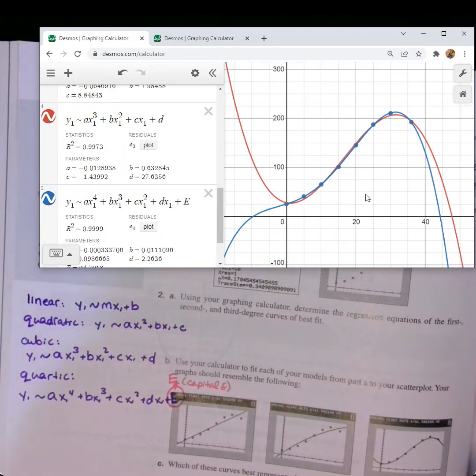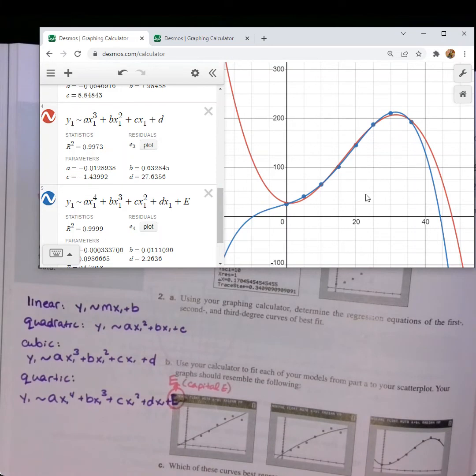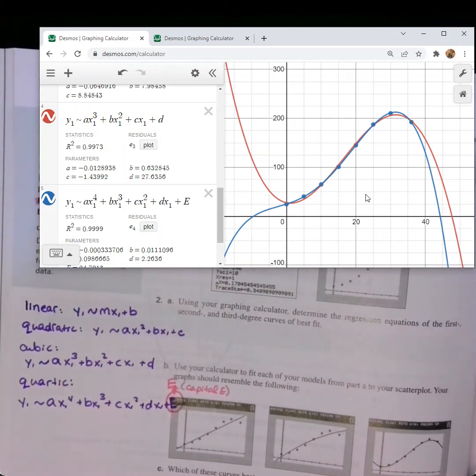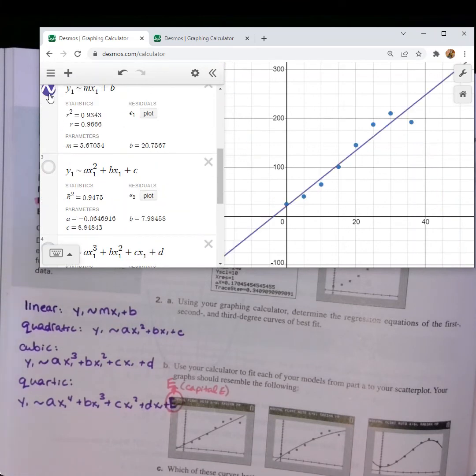And I could do another one. I could do a quintic. I could do a degree 5 or a degree 6 or a degree 7. Every single time that I increase the exponent, no matter what, it will make the r squared value higher. Even with our linear and our quadratic, you can't argue that quadratic fits this data set better.